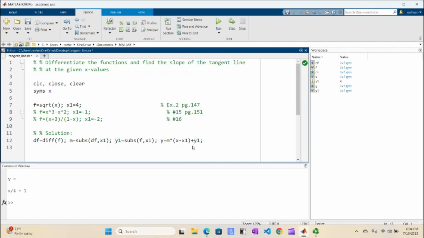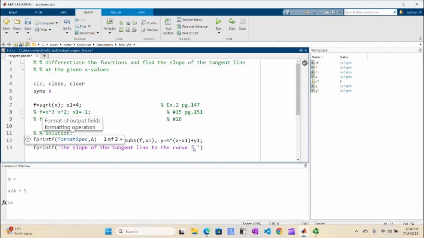And we can also do a nice fprintf command. So we say fprintf, and we will put in some things here. We say the slope of the tangent line to the curve f equals %s at the point, and we're also going to put this in, we're going to format this. So %d and %d here. All right.